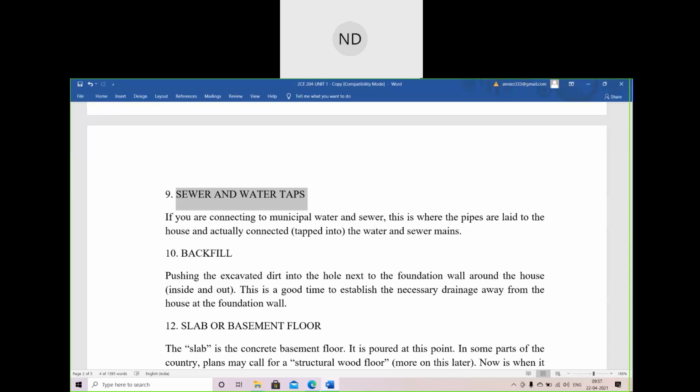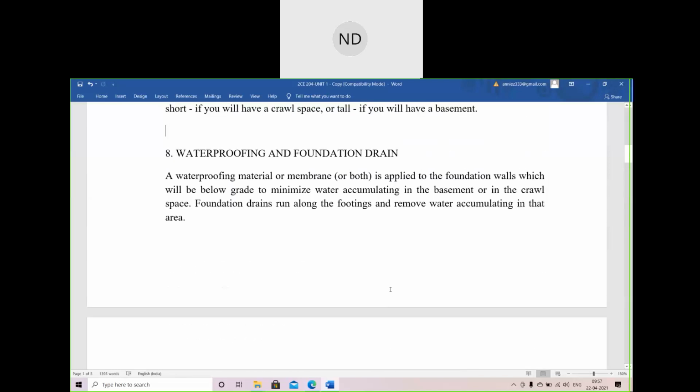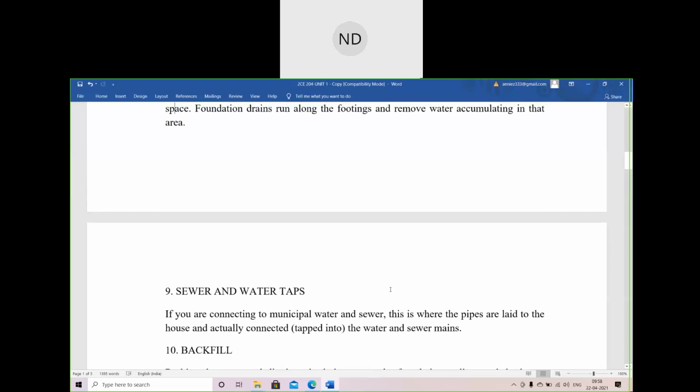Okay, understood. First of all, what we have done is taking these utilities, coming one by one, in sequence. Once you have done your foundation, then you will do the waterproofing of the foundation and the drainage nearby the foundation. Then, if you are trying to connect to municipal water and sewer, this is the sequence. After the foundation and its waterproofing, you will do the piping works for the municipal water.